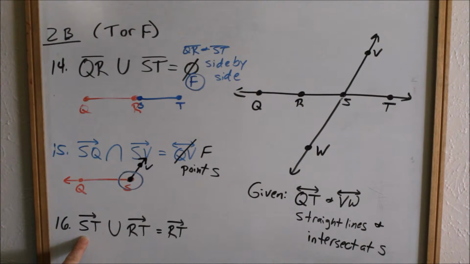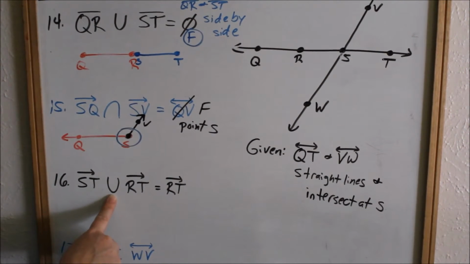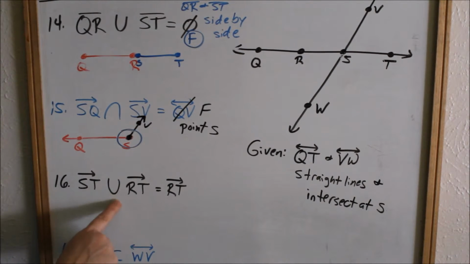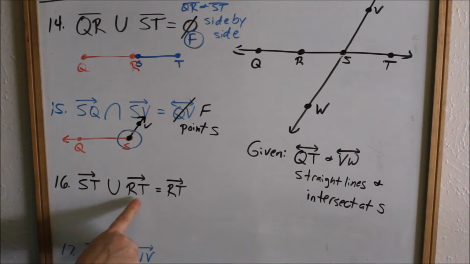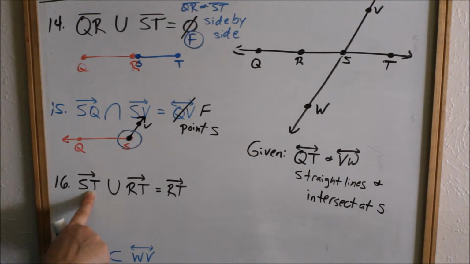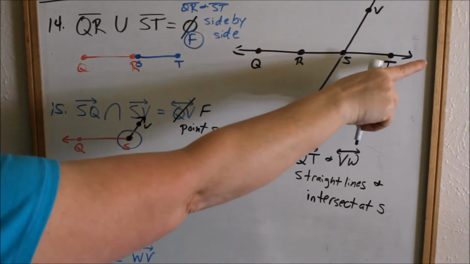Okay, let's look at 16. We wanted to know the union. U for union. Union means combine or add together. So we want the union of ray ST and ray RT. My recommendation is to draw this ray first. Remember, we're starting at point S. This letter tells us our endpoint. So we are starting at point S and then we're going towards T.